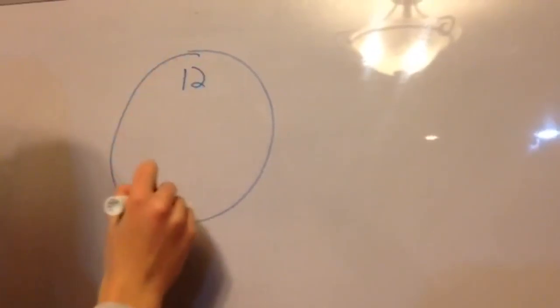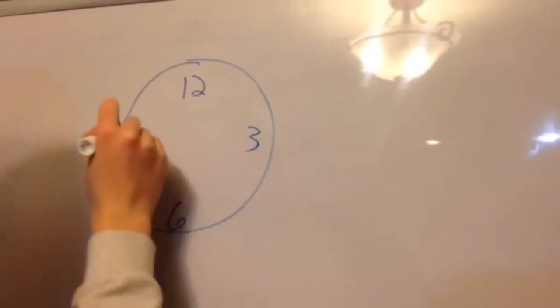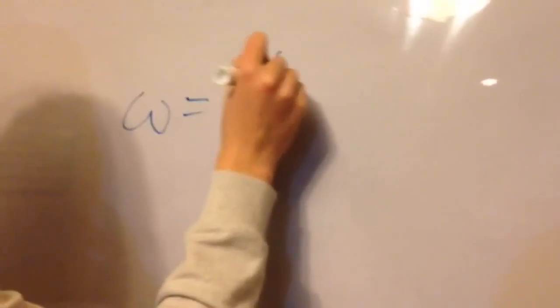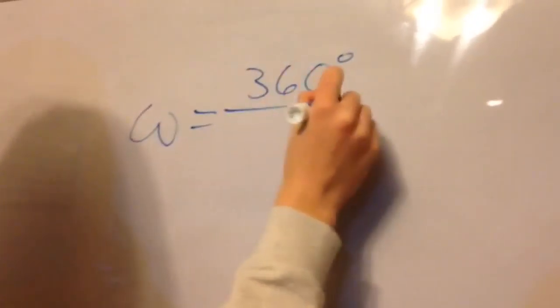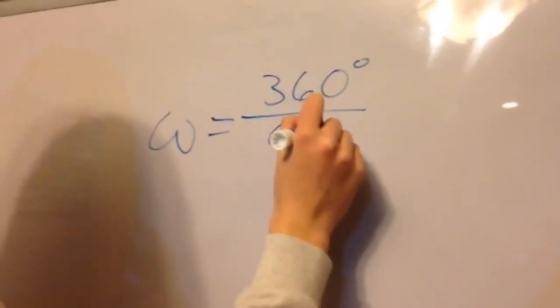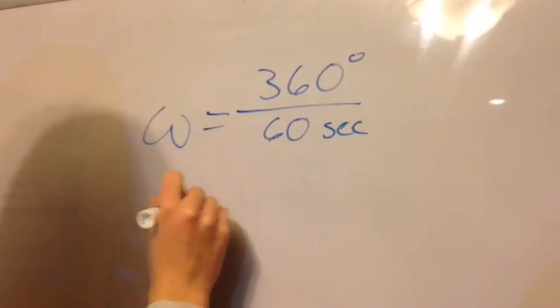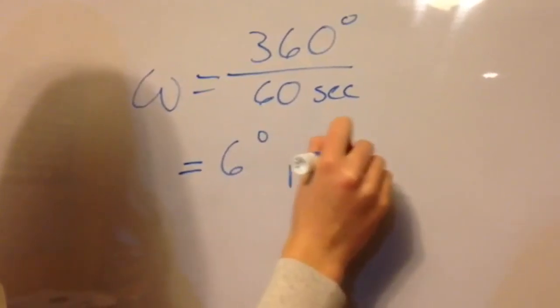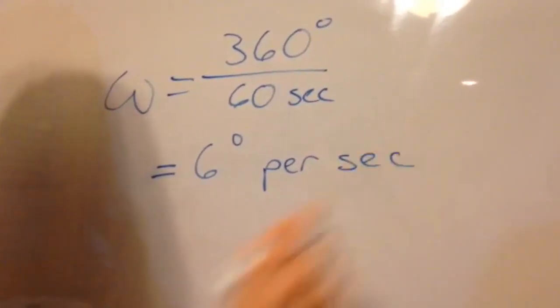So, if a second hand on a clock takes 60 seconds to complete one revolution, what is its angular velocity? We already know time to be 60 seconds, but what is the angular displacement? Well, one revolution around a circle is just 360 degrees, so the angular velocity would be 360 degrees over 60 seconds, which is 6 degrees per second.